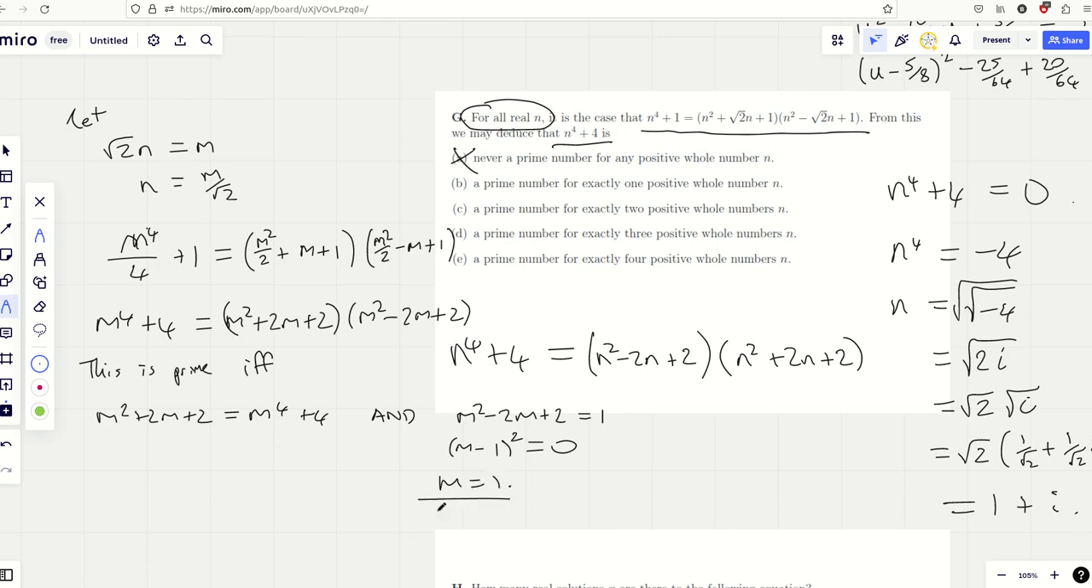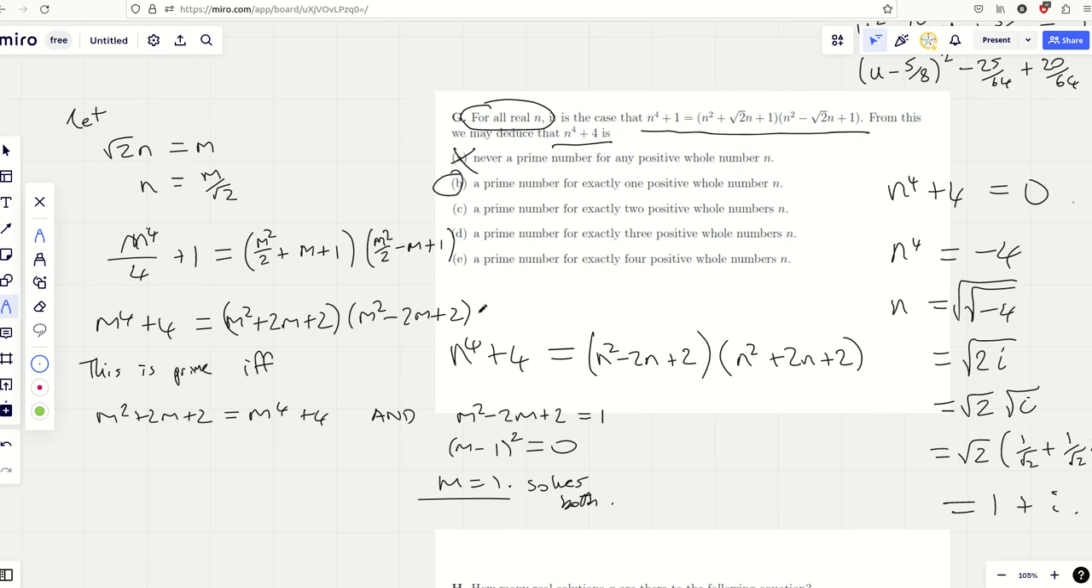At that point I know it's either A or B, and like I said, I already know it's not A, so it must be B, because there's only one value of m for which that holds true. Now, to check it works, you could turn it all into a quartic and factorise the quartic, but you could just plug in 1. 1 plus 2 is 5, and 1 to the power 4 plus 4 is 5. M equals 1 solves both, and it's the only number which solves that, and therefore it's prime for only one positive whole number n.